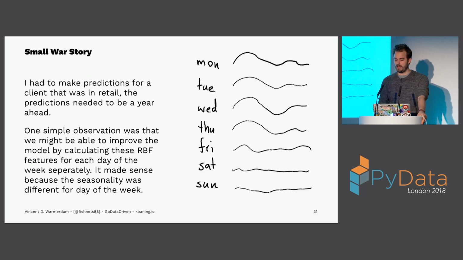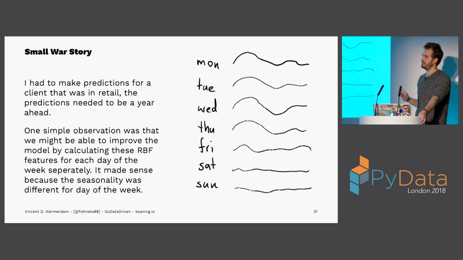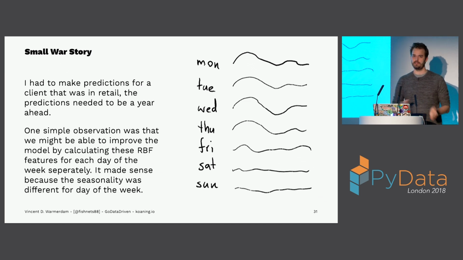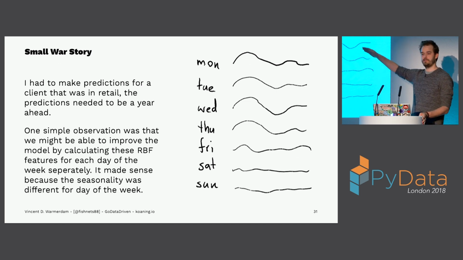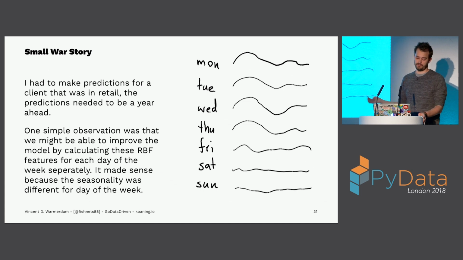What you can also do is have a separate radial basis function for different days of the week. In the Netherlands, there's this weird thing that on the Wednesday, people typically take the day off to be with the kids. It's a culture thing. So maybe the seasonal pattern is different for Wednesdays than it is for Fridays. So what you can also do is just generate such a season for every single day of the week.